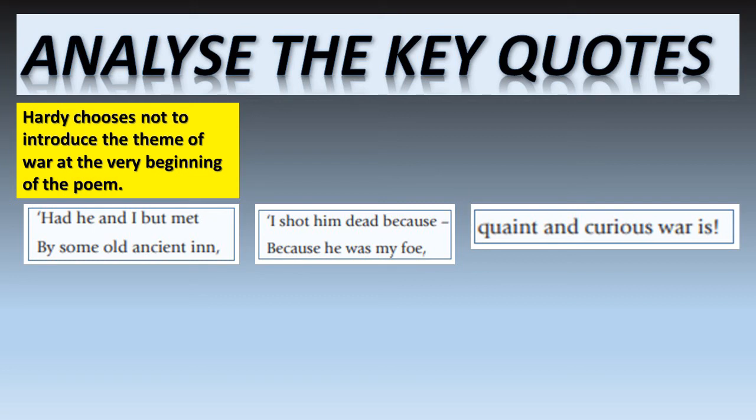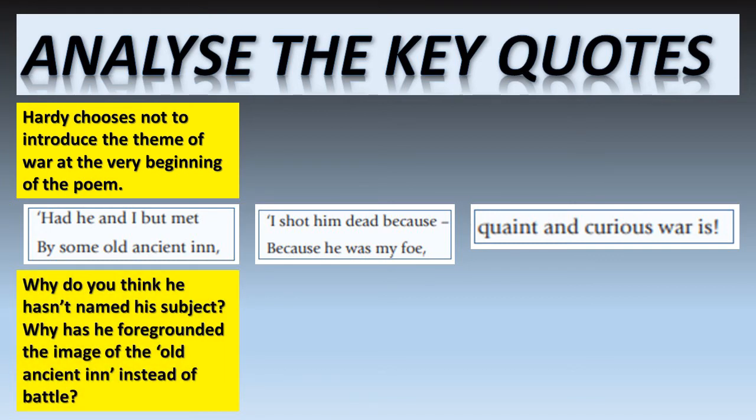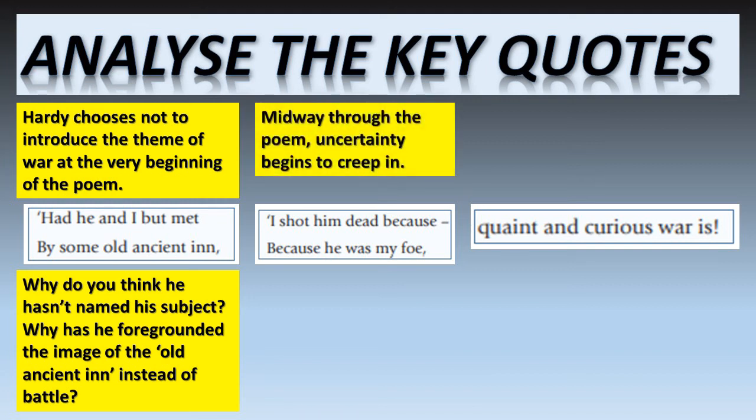And here are some questions to help you along. Why do you think he hasn't named his subject? And why has he foregrounded the image of the old ancient inn instead of battle? Why is it that we've got this image at the beginning of the poem rather than war, which is what the poem is about?